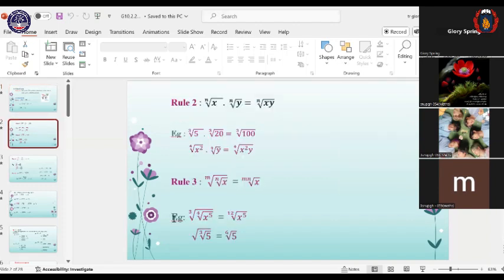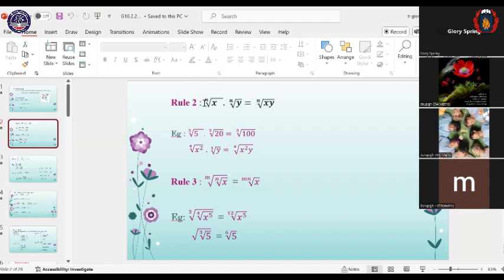Yes, similarly, the root 2 rule: the nth root of x times the nth root of y equals the nth root of xy. Again, the nth root of x into the nth root of y equals the nth root of xy.